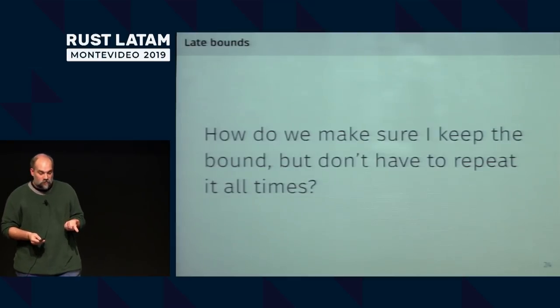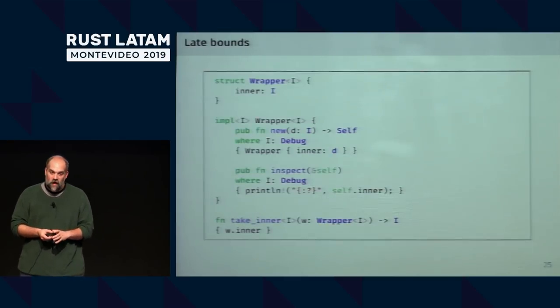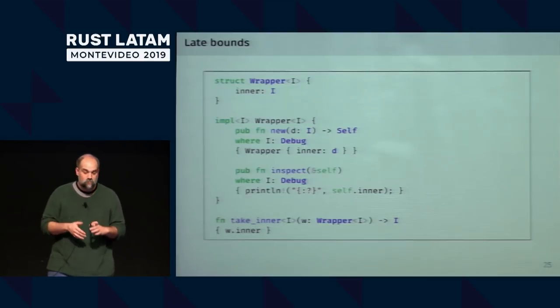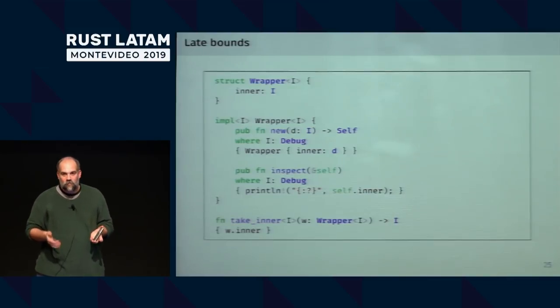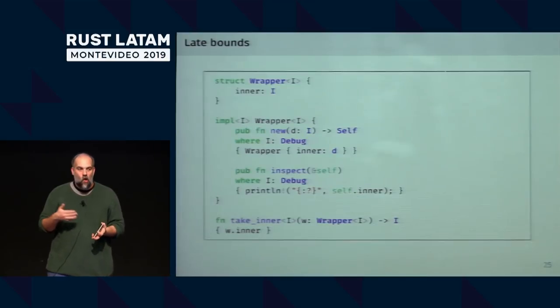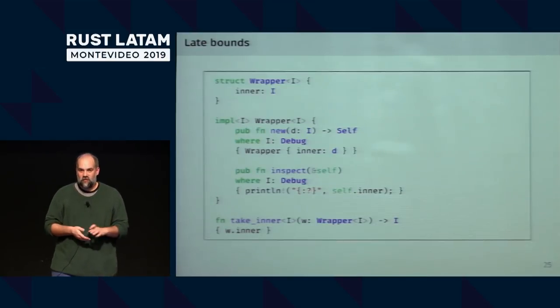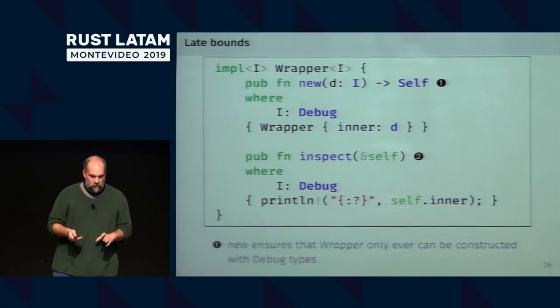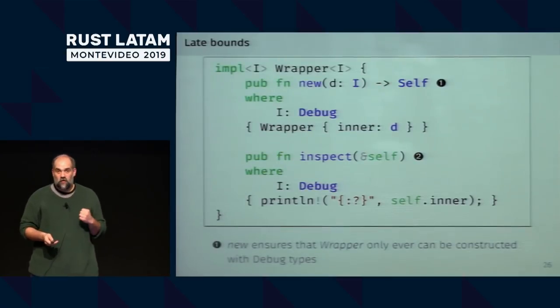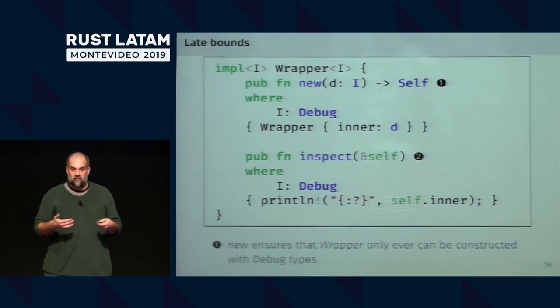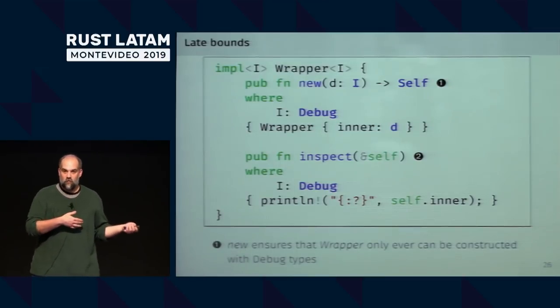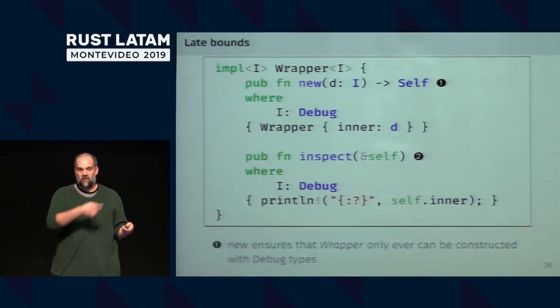So what can I do against that? There's a pattern in which you can write this wrapper in a way that it can itself contain any type, but you can effectively only create that wrapper in a fashion where it is debugged. Let's just zoom in here. The way it works is you don't allow users to directly construct the type, and you only give them a constructor, and that constructor carries the bound that I want to express.